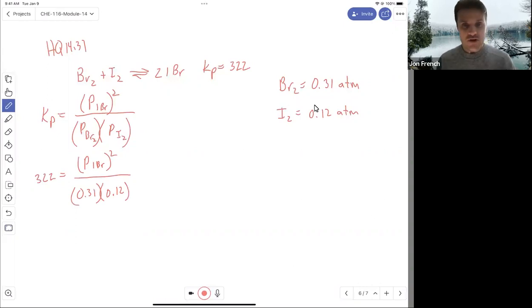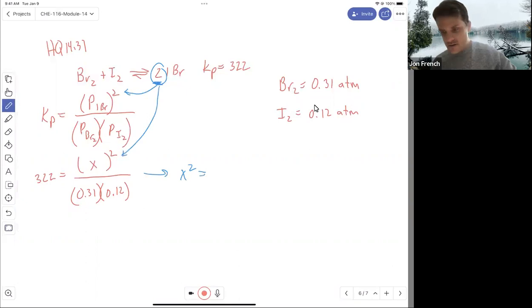So we don't know the partial pressure of iodobromine, but it's our only unknown, so we can call it X. I could simply say X, and it would still be squared, because that exponent 2 comes from our coefficient from the balanced reaction. This is where that exponent came from, so I still have to include that. So I'm going to multiply 0.31 times 0.12, and then I'm going to multiply that across. So 322 times that.